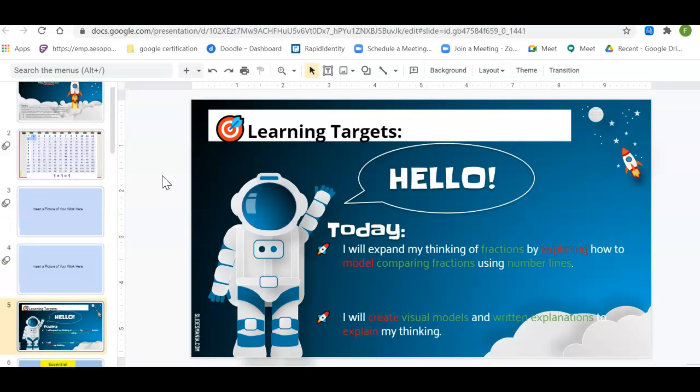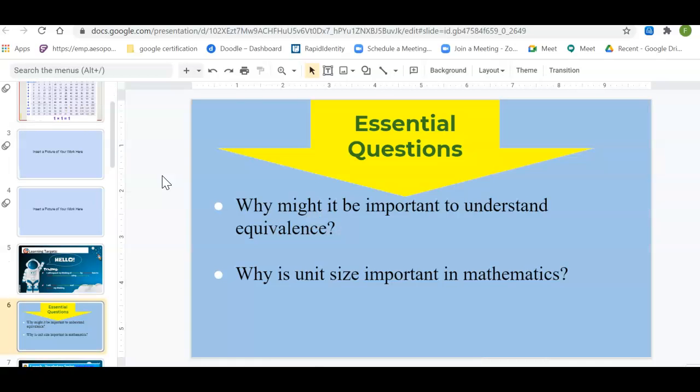Our learning targets for today: I will expand my thinking of fractions by exploring how to model comparing fractions using number lines. I will create visual models and written explanations to explain my thinking. Our essential questions for this unit are remaining the same. We're just continuing to build upon them. Why might it be important to understand equivalence, and why is unit size important in mathematics?